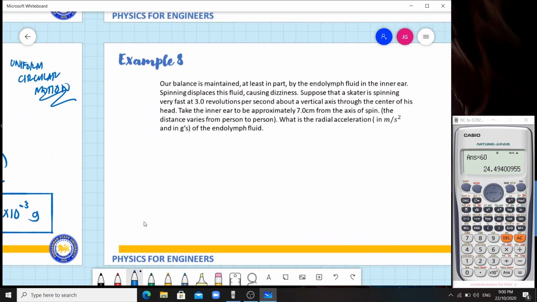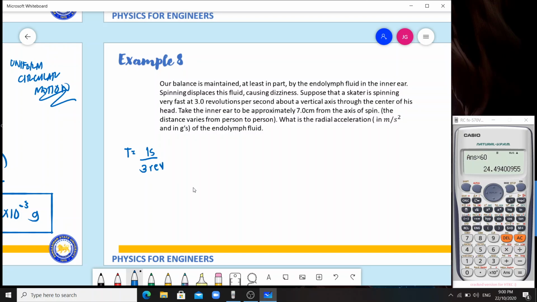Okay, now, let's proceed to example number 8. Our balance is maintained, at least in part, by the endolymph fluid in the inner ear. Spinning displaces this fluid, causing dizziness. Suppose that a skater is spinning very fast at 3 revolutions per second. Okay? So, we have a period where 1 second is 3 revolutions.